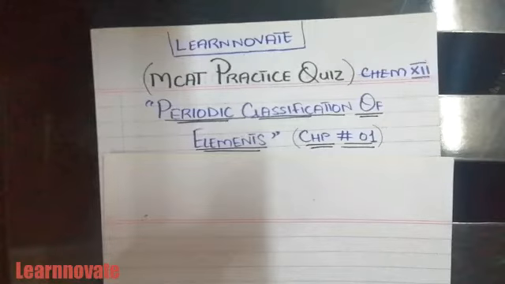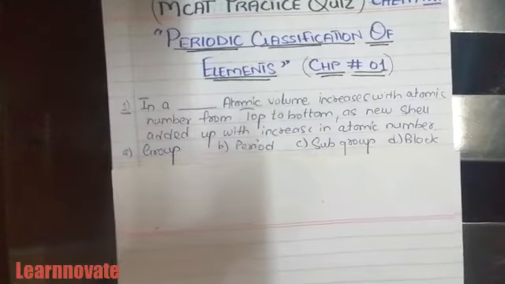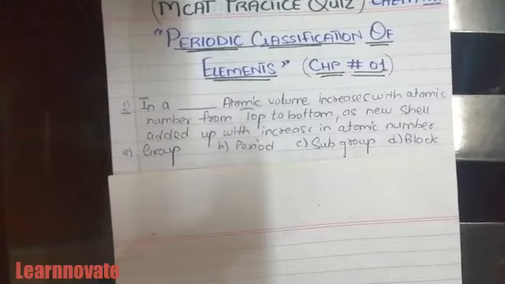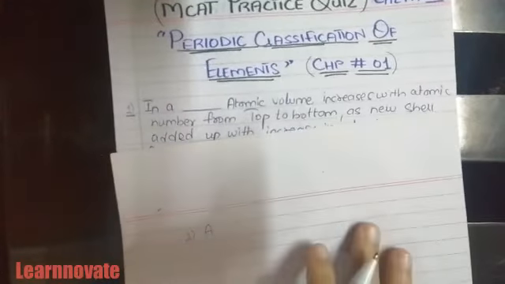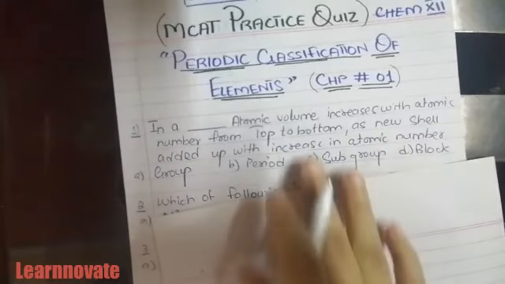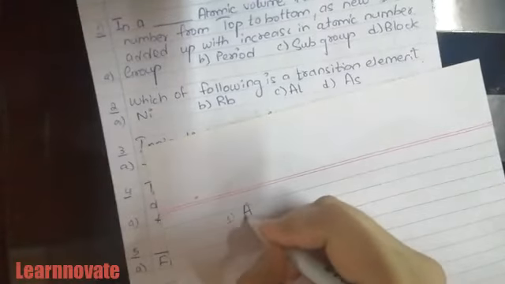So starting from the questions that we have done, the first question was: atomic volume increases from top to bottom as a new shell increases in which of the following? Is it an increase in the atomic number: a group, period, subgroup or a block? I hope you have answered this question, and the answer to question number 1 is option A, that is the group. The group is the part of the periodic table in which the atomic number increases from top to bottom because of the addition of a new shell.